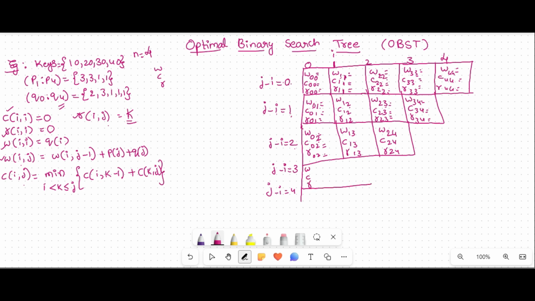Now W, C, R, 0. Here it is 2, na? 3 you will get: 0, 3. Now W, here it is 1. Increment. Up to 4 only you will get. Here up to 4 only. There is no 5, that's why we are not representing. C14, R14. Now next one, the last one: W04, C04, R04. Now we will calculate.